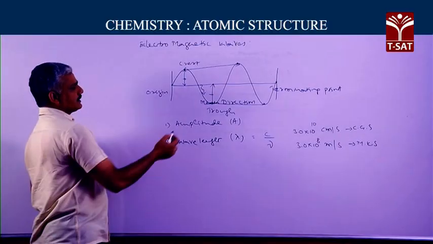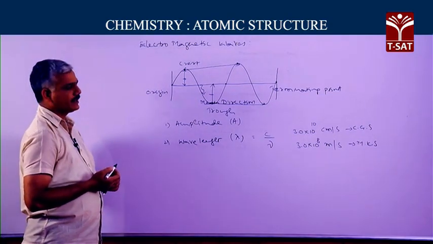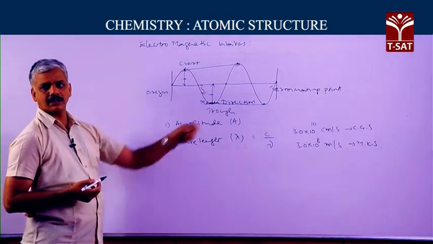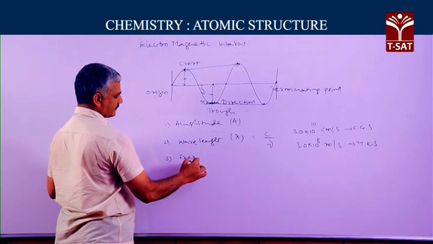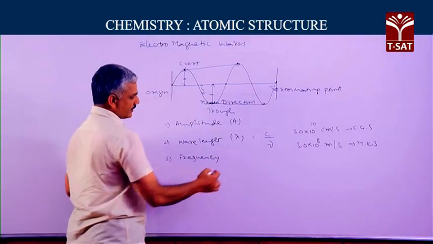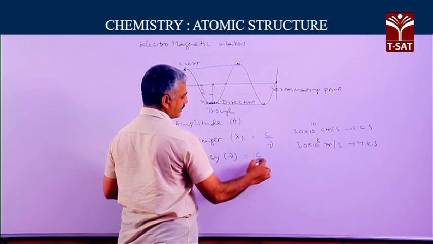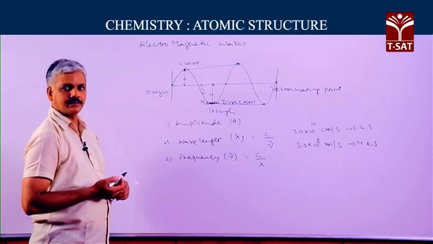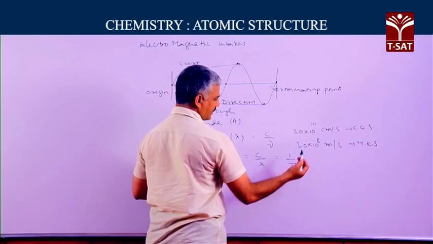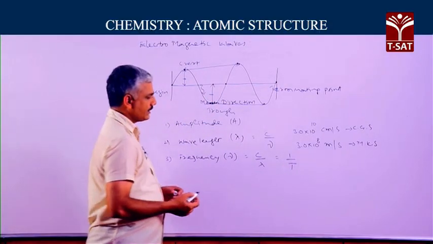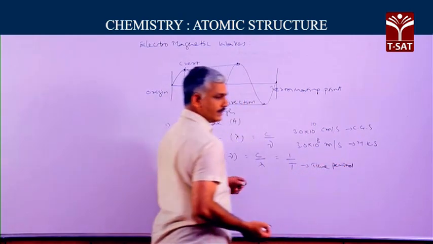Then, if you consider one particular point in the medium direction, through that point, how many times the wave passes in 1 second? That number will be taken as a frequency. Frequency is denoted with the symbol mu, and it is calculated by using the relation c by lambda. Or in place of c by lambda, we can make use of the term 1 by T also, where T refers to the time period of the wave.